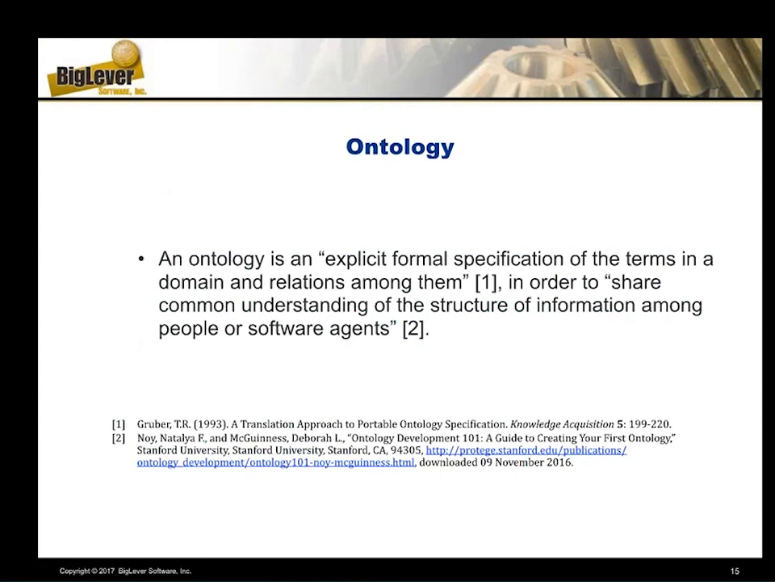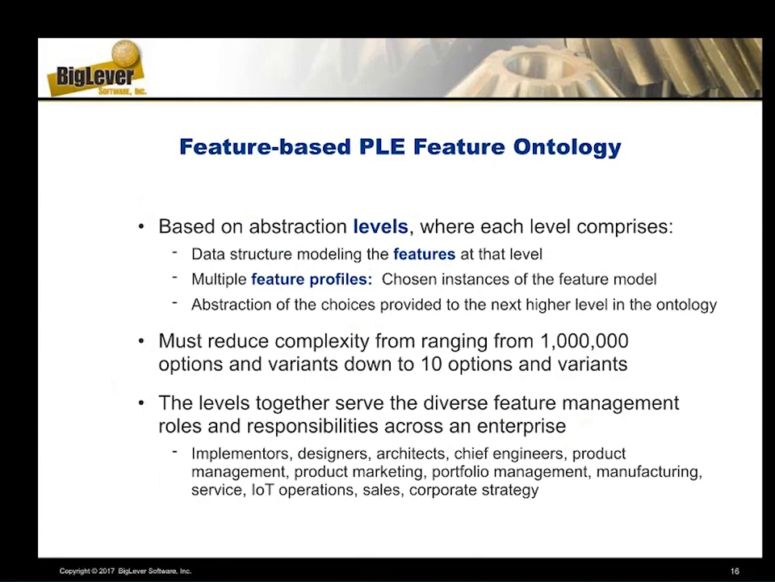This is a word I love using because I don't get to very often, so I'm going to try to use it correctly. An ontology is an explicit formal specification of the terms in a domain and relationships among them. You can see the reference for that definition. The goal of an ontology, besides getting to say ontology because it's a really cool word for impressing your friends, does have practical goals, one of which is to share common understanding of the structure of information among people or software agents. Yeah, that's exactly what we want to do. So we're going to really dig into the term feature and produce an ontology for it.